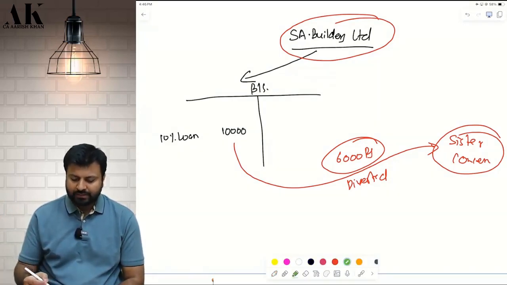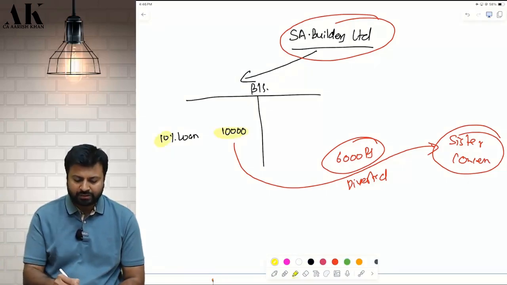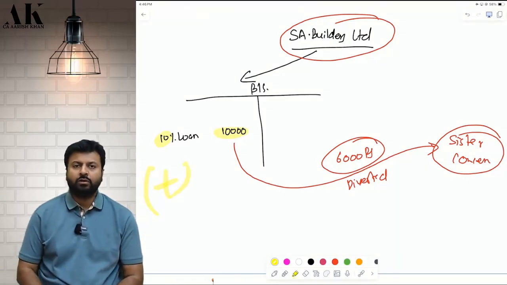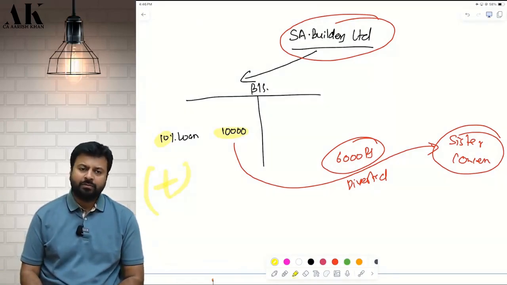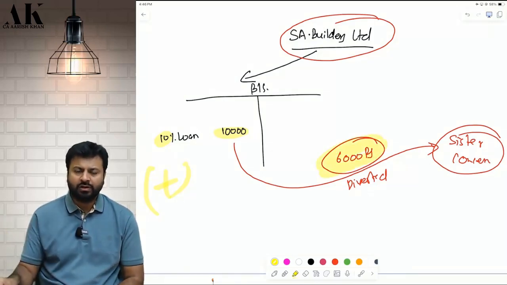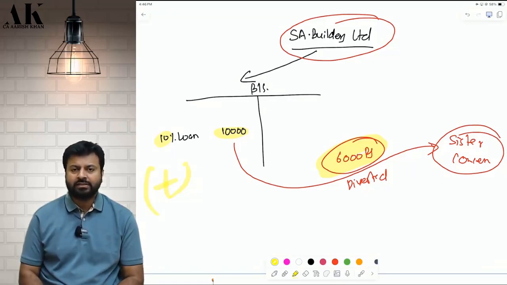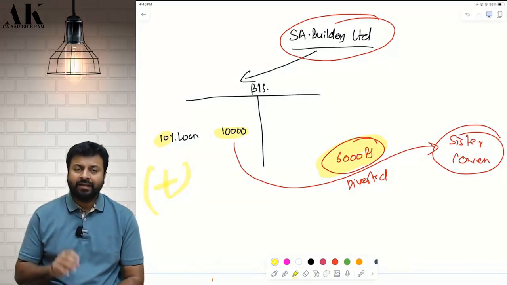Now what did the assessing officer say? The assessing officer said that I will disallow the proportionate interest, because you are diverting your funds to a sister concern. Are you clear? Now the matter went to court, and the Supreme Court of India said, in the case of SA Builders Limited, that every diversion does not amount to tax evasion.